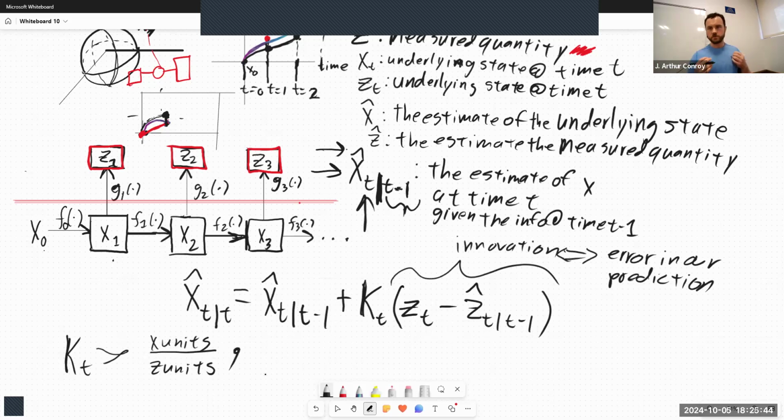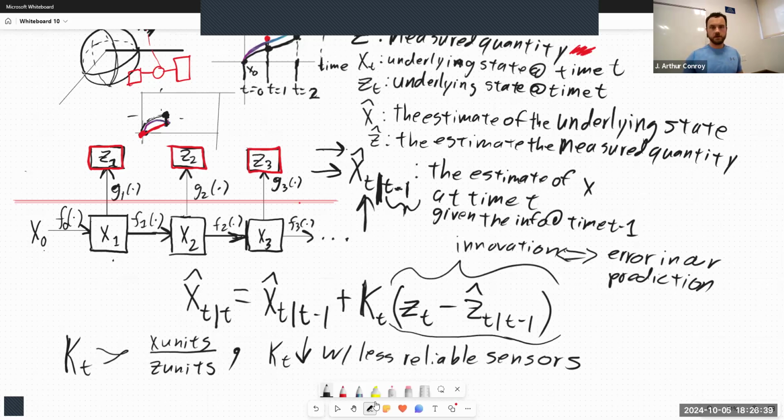And let's think about this in terms of uncertainty. As our sensor measurements get more uncertain, let's say we have less reliable sensors, higher noise, what should our K term do as we get noisier sensors, ones that are less reliable? Pause the video and think about it. So as we get less reliable sensors, this K term should go down. It decreases with less reliable sensors, because as this K term increases, we favor the innovation more. So if it's very large, most of our guess for what X is at time T is going to be based on the innovation.